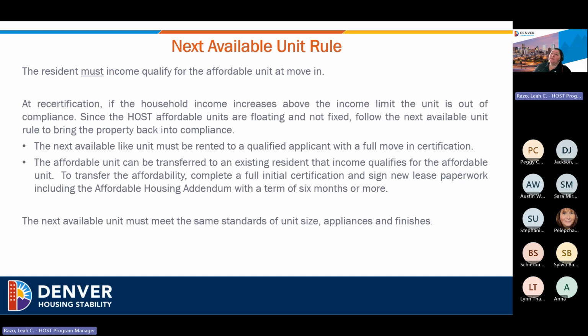The most important thing to remember is that you need to transfer that affordability. So make sure that unit meets the income limits, meets the rent limits, and they've signed the Affordable Housing Addendum or HOME Lease Addendum and have the certification forms in their file. But that's basically what it is, because your HOME units can always be floating. They don't have to be fixed.